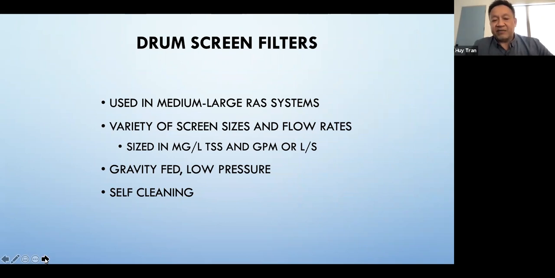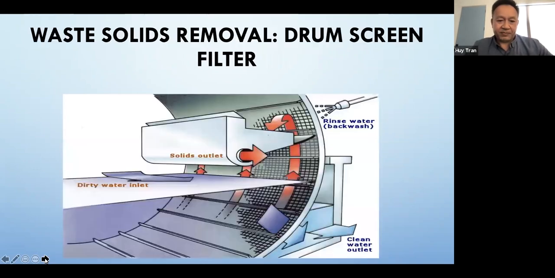And the variety of screen sizes is excellent. They go as low as 19 micron and as high as 150. And they can be used in a gravity fed or a low pressure system. And again, it is self-cleaning, which is very important. This is the basic mechanics of how a drum filter works.